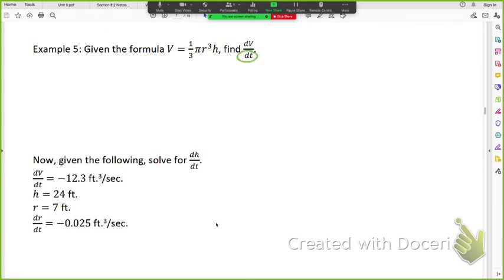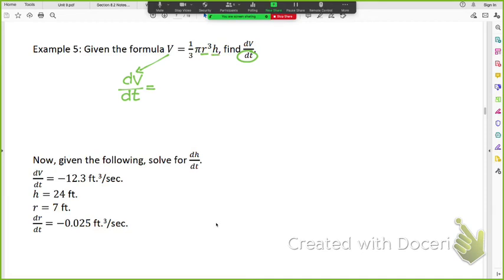All right, so let's go through one at a time. It's just going to be dV/dt, because if I take the derivative of V, it would be 1 dV/dt. Now I do have to handle the right-hand side carefully, because how many variables do I have? 2 variables. r cubed and h. The 1/3 pi is just a number.